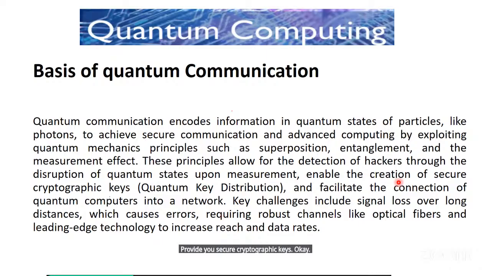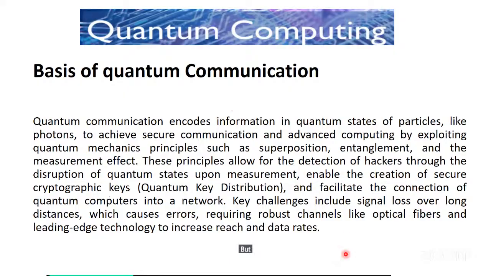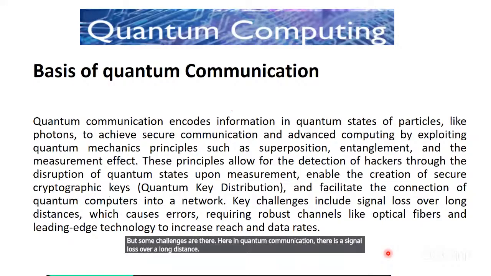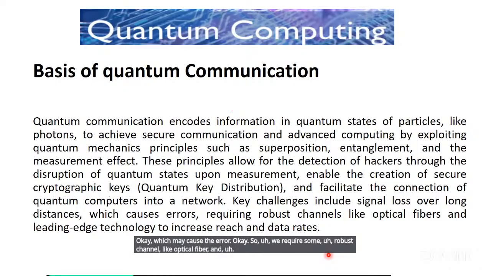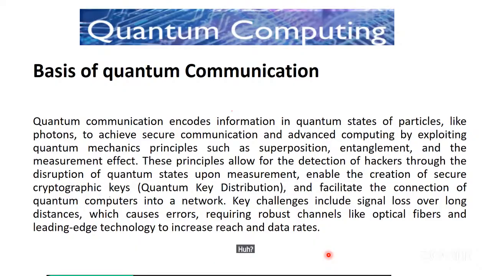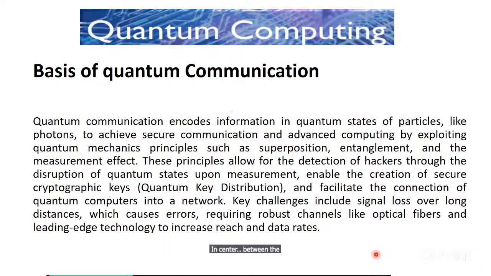Okay, that will help you connect all the quantum computers in the network so that you can have a secure communication. But some challenges are there in quantum communication. There is signal loss over a long distance, which may cause errors. So we require a robust channel like optical fiber and leading-edge technology to increase the reach and data rates. If you are doing long distance communication, you can also have quantum repeaters. If there is a signal loss, you can have quantum repeaters in between the long distance.